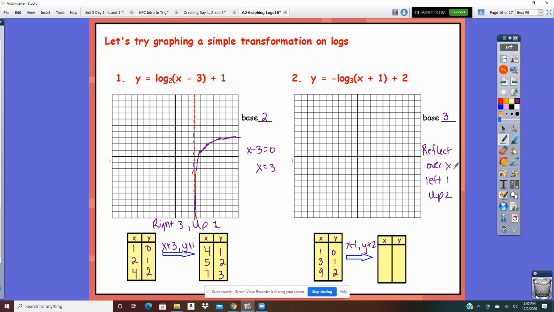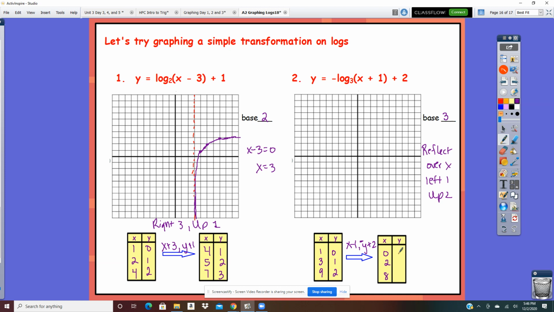But if you remember, a reflection over x changes the y coordinate to the opposite sign, so it's going to be negative y plus 2. So I'm going to subtract 1 from all of these. I'm going to get 0, I'm going to get 2, and I'm going to get 8. I'm going to take negative y plus 2 for my y coordinates.